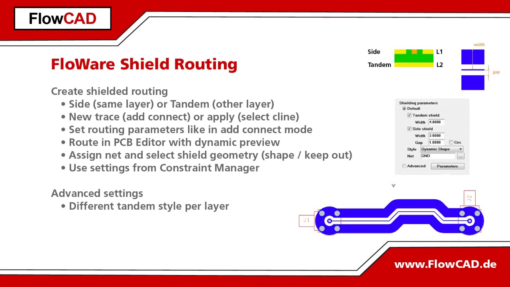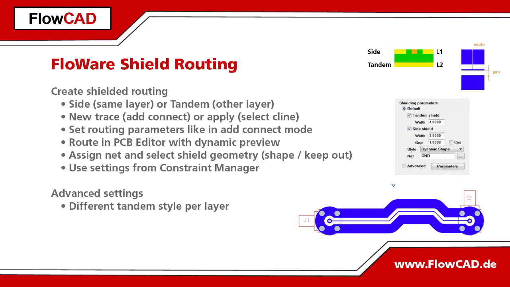The FloWare app Shield Routing creates shielding areas while interactively routing a trace. Side shields are created on the same layer, and tandem shields are created on the layer above or below the layer of the trace. You can either use the Add Connect mode for new traces or apply the settings to an existing C-line. Shield parameters like width, gap, attached net name, and shield geometry are specified in the control panel.